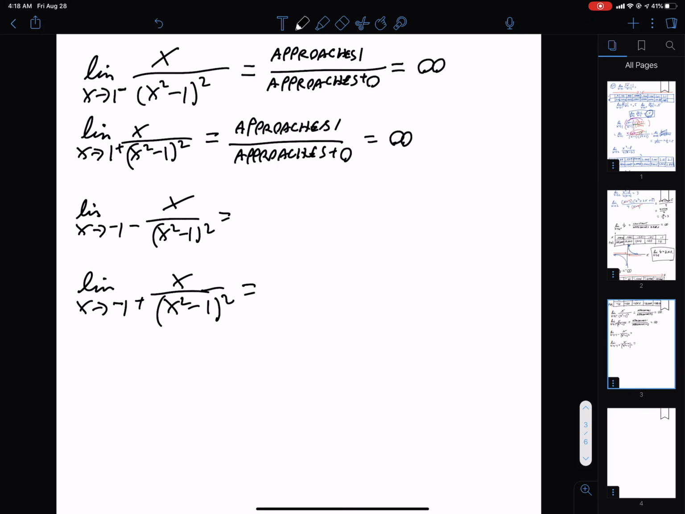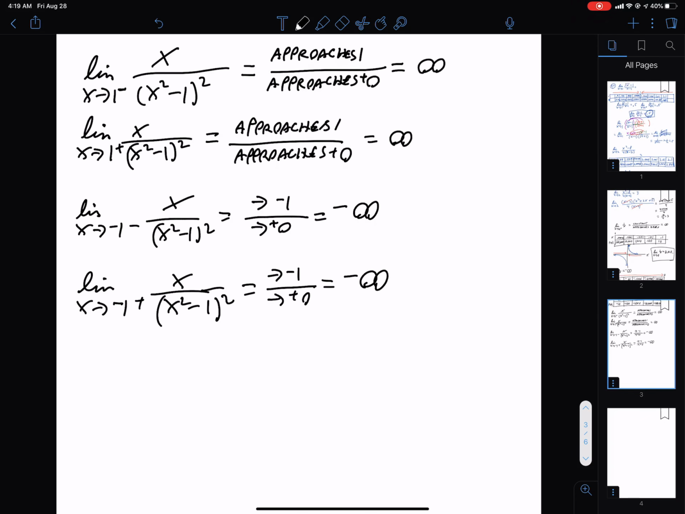All right, on this, I'm going to use this arrow for approaches. The top approaches negative 1, and the bottom's going to approach 0, but it's going to be positive again because we're squaring it. So the top's negative, the bottom's positive. This will be negative infinity. Here, the top will again approach negative 1. The bottom's going to approach 0 again because 1 squared minus 1 is 0. But since it's squared, it's approaching positive 0. So that's going to be negative infinity. So hopefully you guys got that.